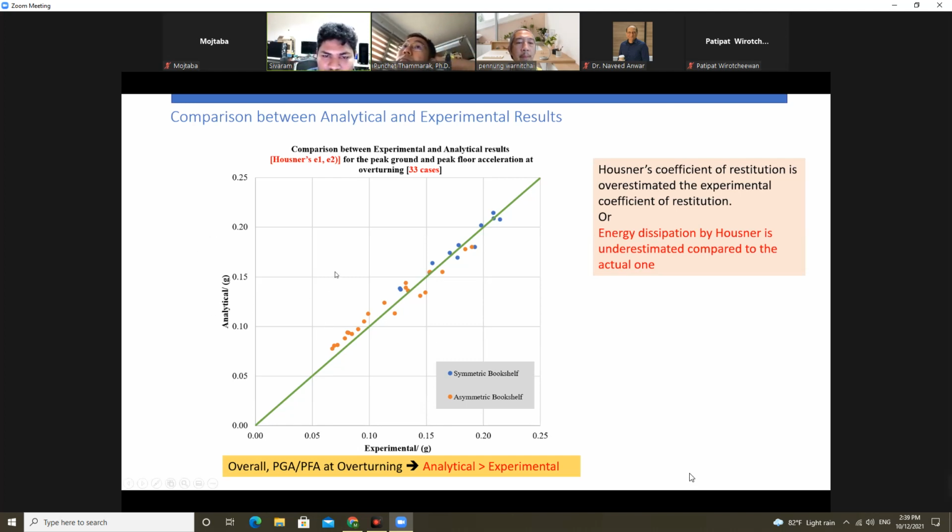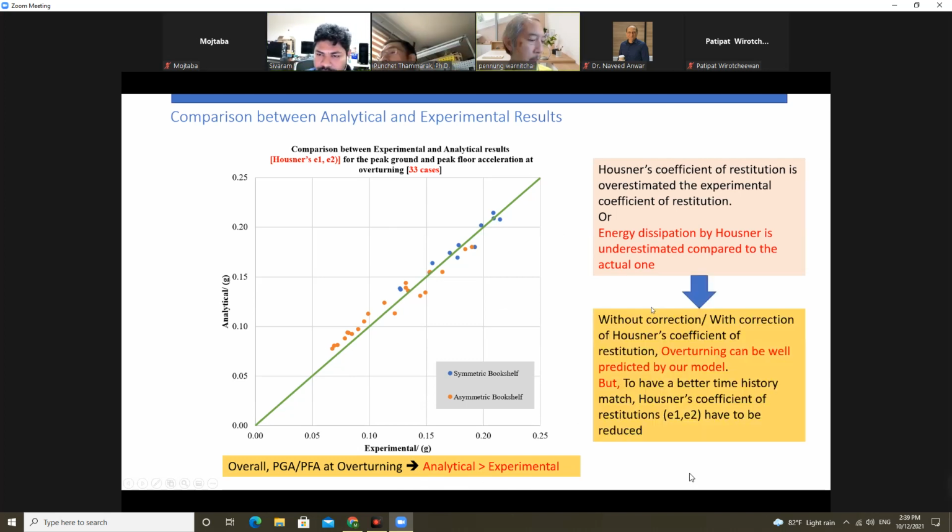We compare our analytical and the experimental results. As we can clearly see, it predicted well the peak ground acceleration and peak floor acceleration at overturning. In all the cases, the analytical results are a little bit higher than the experimental results. So with or without correction of Housner's coefficient of restitution, overturning can be well predicted by our model. But to have a better time history match, we have to reduce Housner's coefficient. We have to put high energy loss in the analytical model, so then only the time history will match.